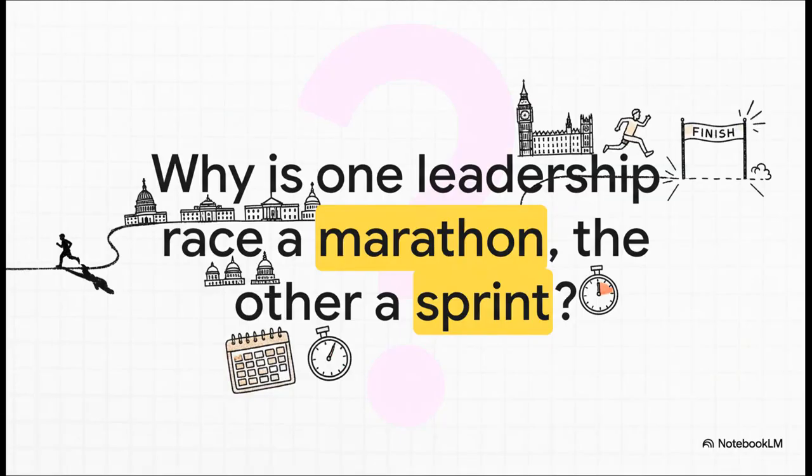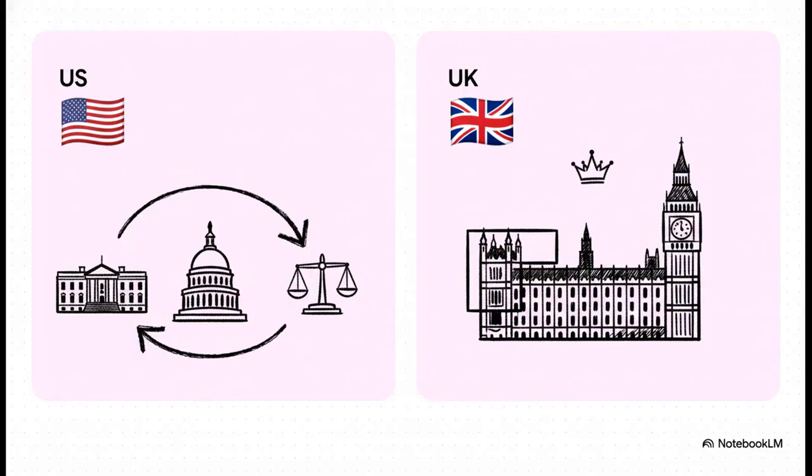So, how is it possible that one leadership race is this grueling 2-year, billion-dollar marathon, while the other can literally be a sudden, weeks-long sprint? Let's get into the political machinery behind these huge differences. Well, the answer really lies in their political DNA.